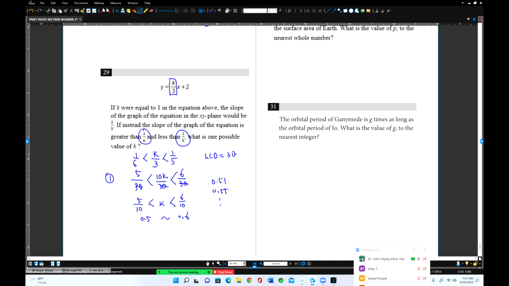Or you can use cross multiplication. From here, that is 1 over 6 less than k over 3, and k over 3 less than 1 over 5. It should be the intersection. Times 6 on both sides, this one is 2k, right? k must be greater than 1/2, which is 0.5. Times 15 on both sides, that's right, 5k less than 3. So k is less than 0.6. So between these two, from here you can find 0.5 to 0.6. But I like this one better.